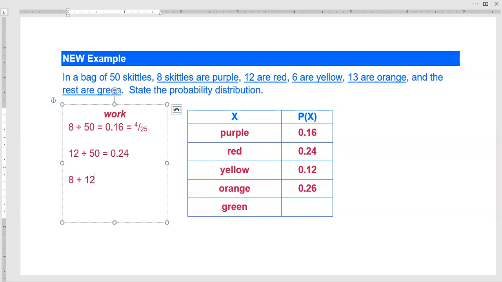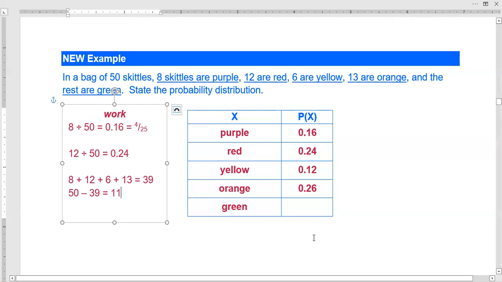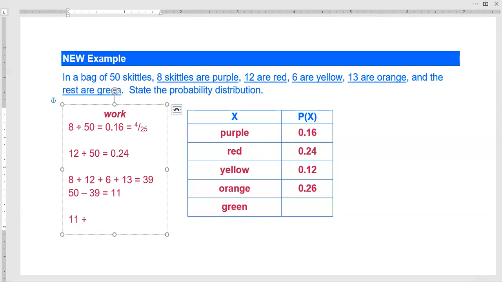I'm going to add up the total number of the Skittles that we know. So 8 and 12 and 6 and 13 is giving me 39. And since we know there are 50 Skittles total, we can do 50 minus 39. And that will give us 11. So I know that there are 11 green Skittles. So to find the probability of finding a green Skittle, I'm going to do 11 divided by 50, and that should give me 0.22.